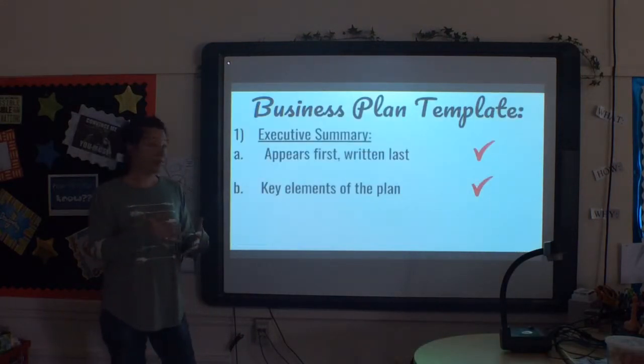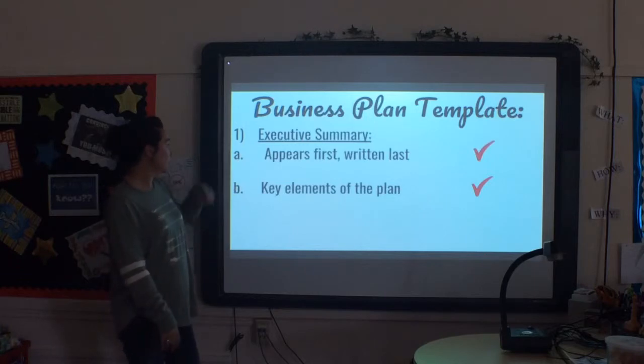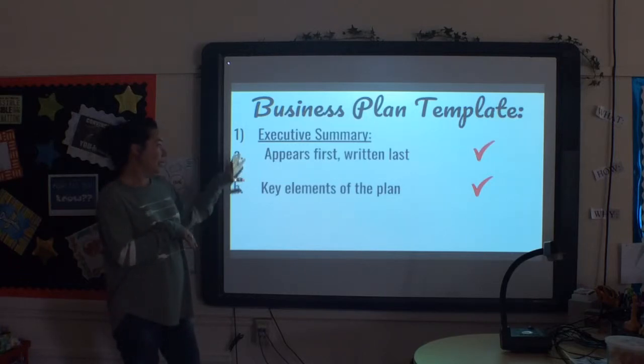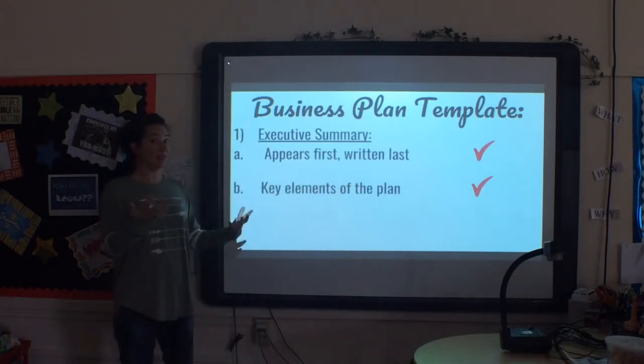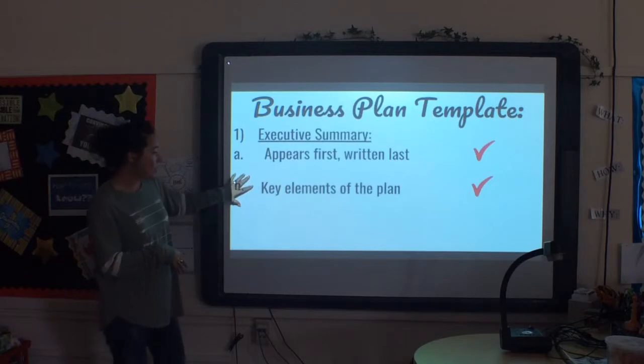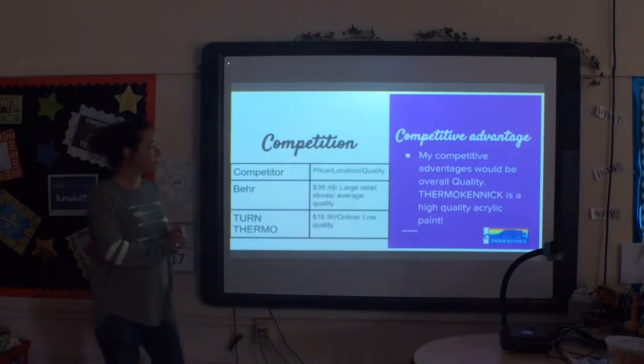If you're looking at your business template, you should see that she did complete the first step. So number 1 says the executive summary. It appears first. She didn't write it till the very end because she had to know what she was doing before she could tell people what to summarize, right? So it has the key elements of her plan and what she wanted to accomplish.